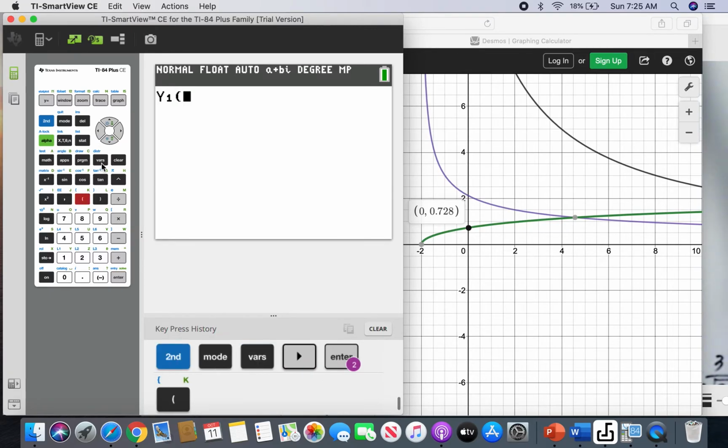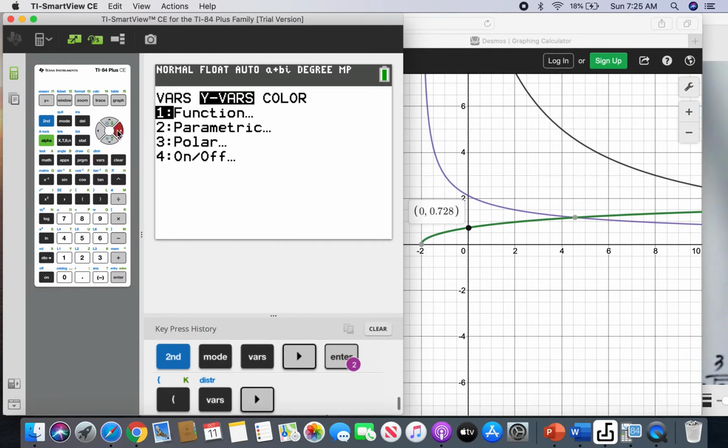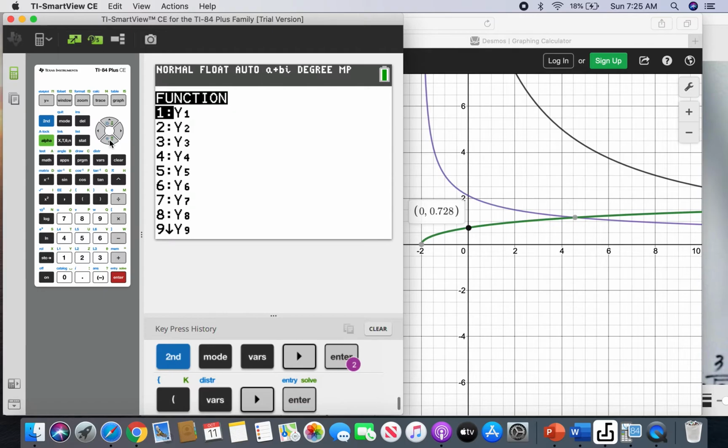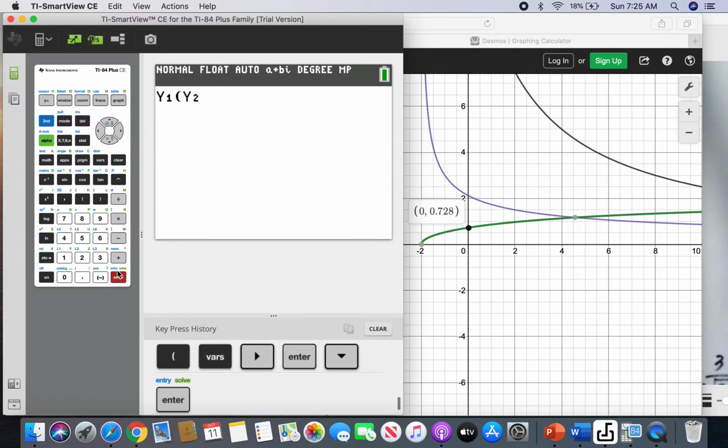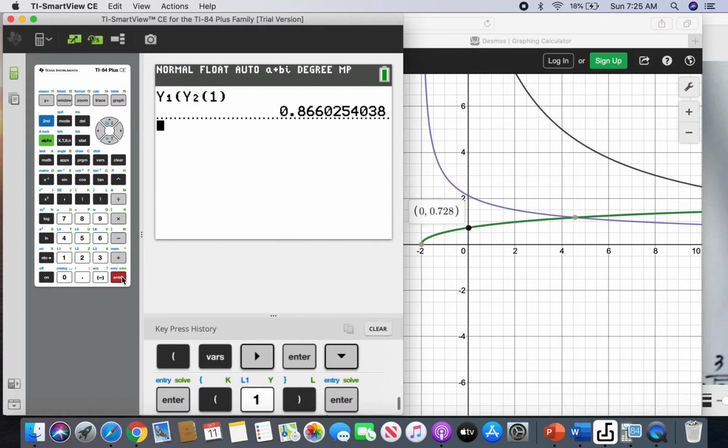Go to vars again, and then y vars, and then enter function, and then go to y2. Enter, and then another parenthesis, put the value 1, and then close it. Remember, when you open a parenthesis, you close it too. And then enter, the answer is also 0.866. Meaning to say, for whatever reason, I can always compose.